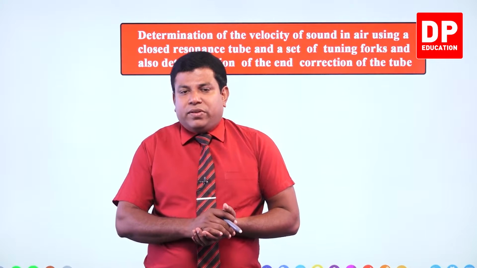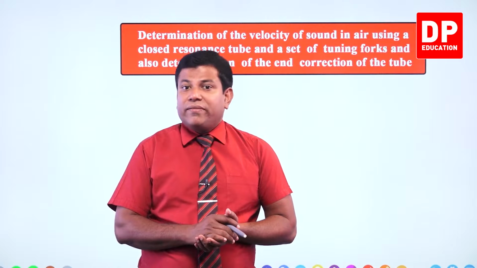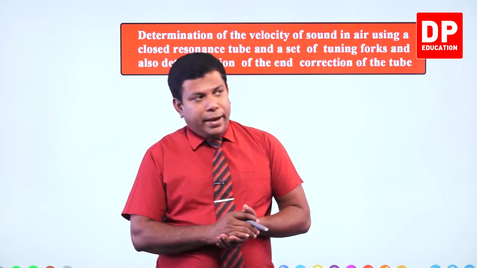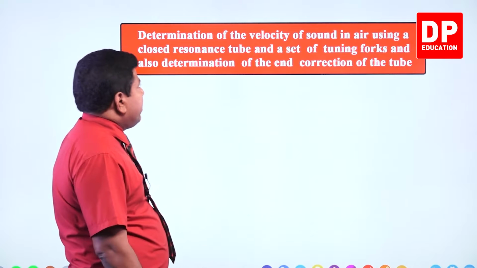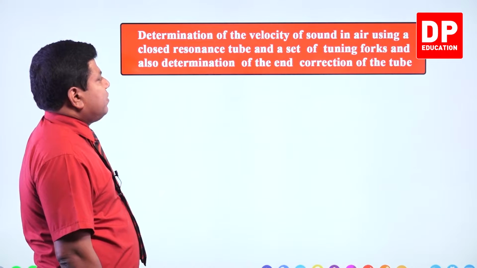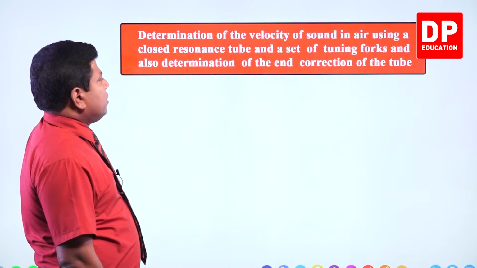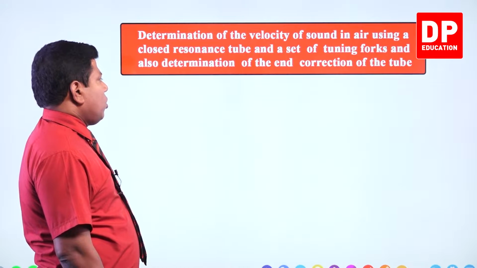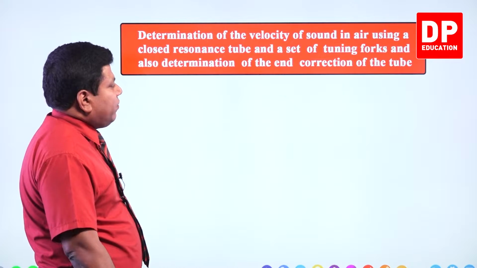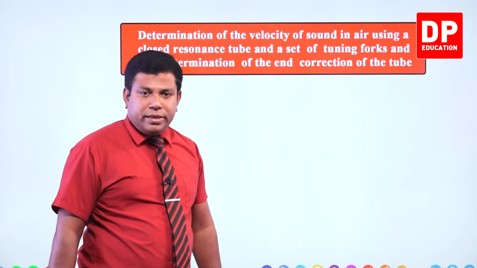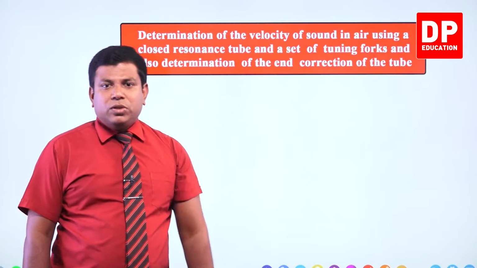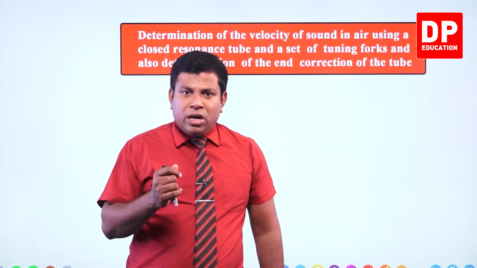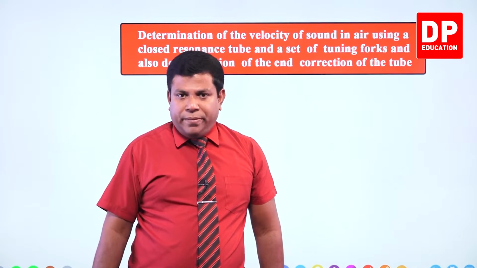Students, in physics, in the section waves and oscillation, now let's see another experiment. What is this experiment? Determination of the velocity of sound in air using a closed resonance tube and a set of tuning forks, and also determination of the end correction of the tube. Previous experiment we saw using only one tuning fork how to find the velocity.